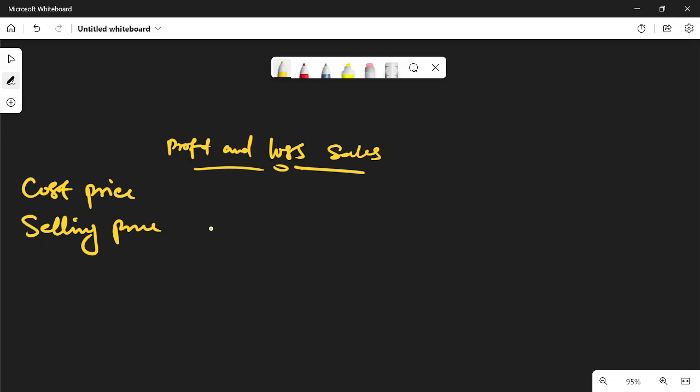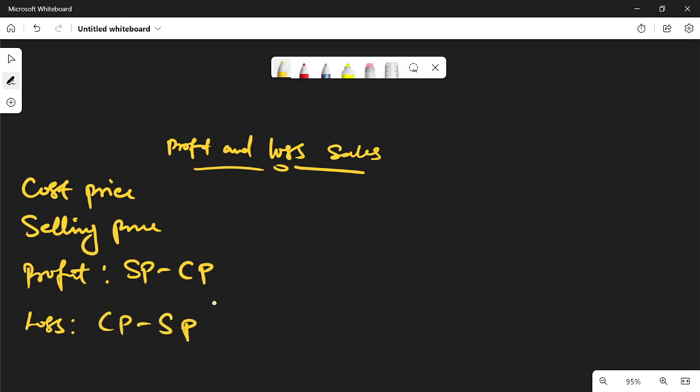So what about profits now? Profits is simply talking about the gain that you make when you sell something out. So that would be the selling price minus the cost price. And for loss, to calculate your loss, cost price minus the selling price. Are you getting this now? So profit is selling price minus the cost price. Loss is cost price minus the selling price.